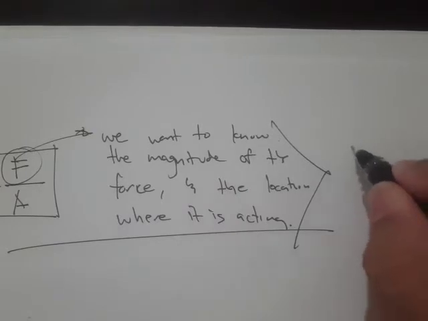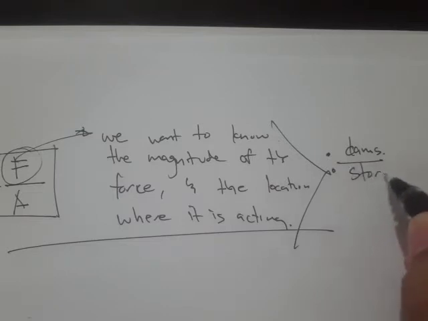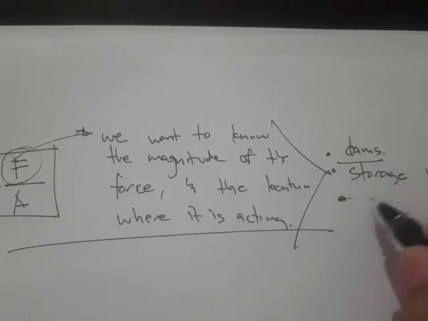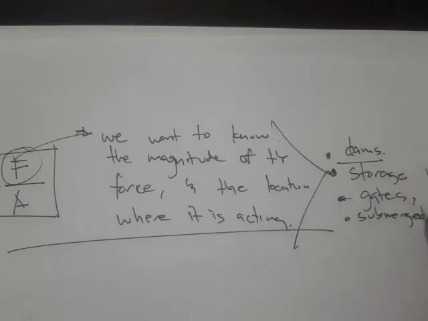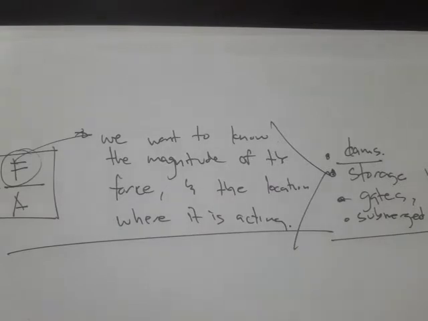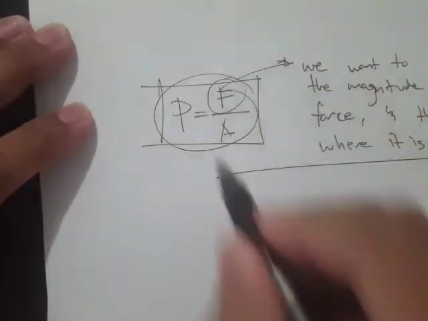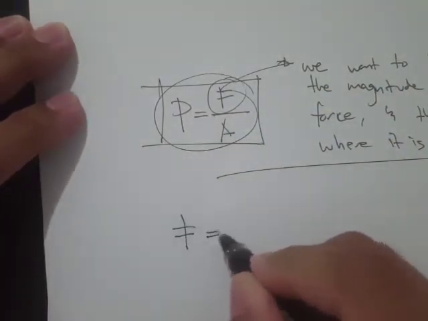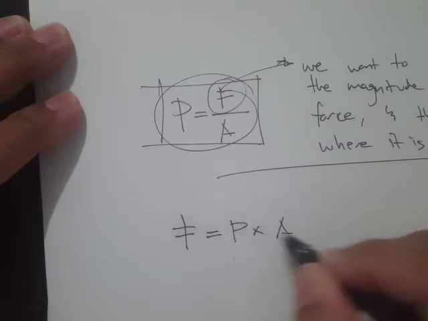this can be encountered in the design of dams, for example. What else? Storage vessels, gates. Okay, this gate is a hydraulic structure, etc., and other submerged bodies. So what this means is that if this is our equation, then to find the force, basically we have to multiply the pressure times the area.